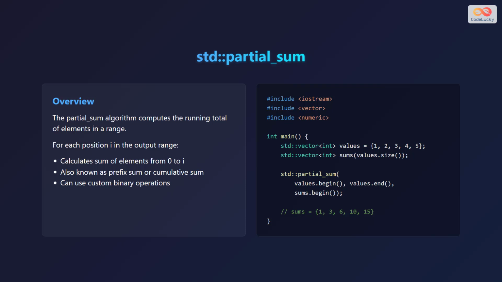Here's how: include iostream, vector, and numeric headers. In the main function, create a standard vector of integers named values, initialized with values 1, 2, 3, 4, and 5. Create another standard vector of integers named sums with the same size as values. Call std::partial_sum, passing values.begin, values.end, and sums.begin as arguments. This code computes the partial sums of the values vector and stores the results in the sums vector. The resulting sums vector will contain the values 1, 3, 6, 10, and 15.